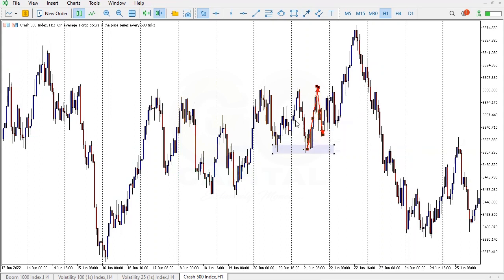Why? Because the market has been ranging. So what I'll be waiting for is for market to break the range. Market has to break this range, the whole of this range. Are you getting me? It has to break it.